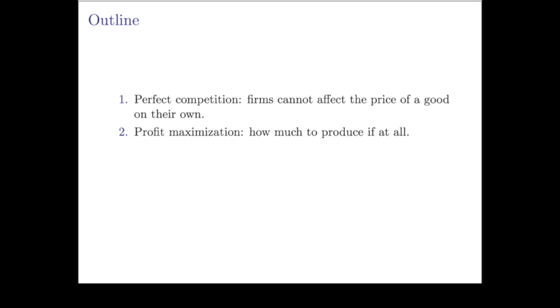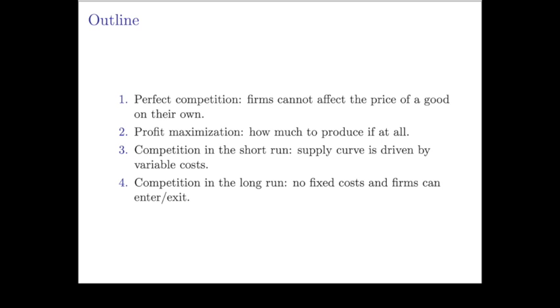After we define perfect competition, we're going to see how the firm behaves when it's maximizing profit. So how much should a firm produce, if it's going to produce at all? We'll then look at competition in the short run, and we'll define where the supply curve comes from in the short run. And then we'll look at competition in the long run. In the long run, remember, there's no fixed cost and firms can enter and exit the market freely. So we'll see what the supply looks like in the long run.